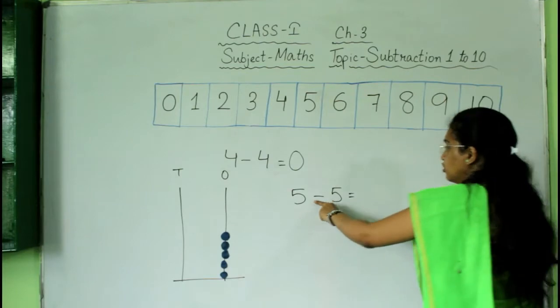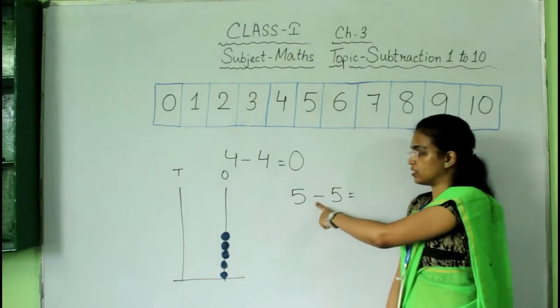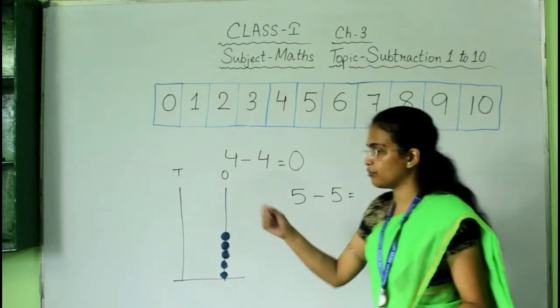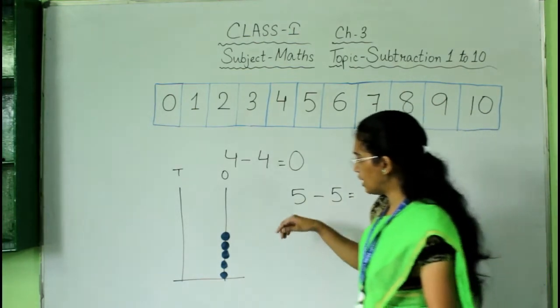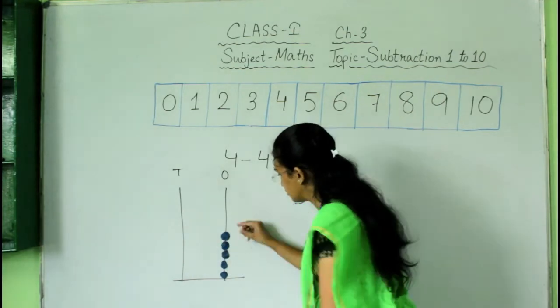Now what we have to do? We have to subtract. So we have to take out 5 balls. How many balls? 5 balls. We have to subtract 5 balls. So what we have to do? We have to take out 5 balls.